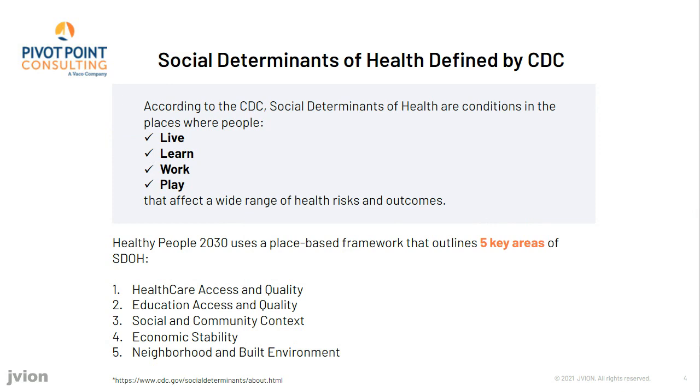Just to level set, social determinants of health, as defined by the CDC, are conditions in the places where people live, learn, work, and play that affect a wide range of health risks and outcomes. Healthy People 2030 uses a place-based framework that outlines 5 key areas: healthcare access and quality, education access and quality, social and community context, economic stability, and neighborhood and built environments.